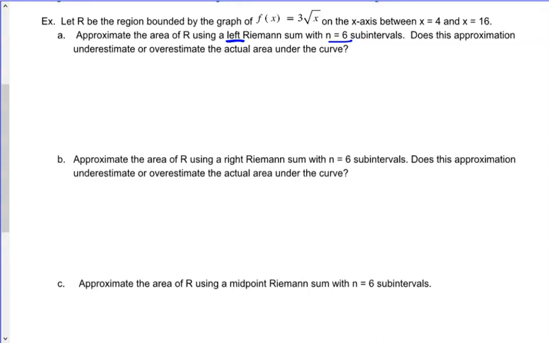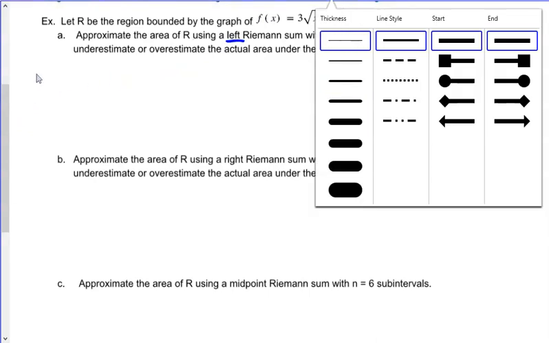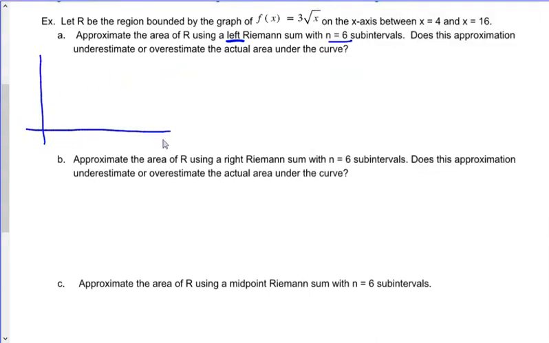So we are going to first always draw a picture. Okay? So I'm going to draw my picture here. Now, a square root of x is something like this. We don't need to be exact, we're just doing approximations here. So this is my square root of x, and I'm going from 4 to 16.